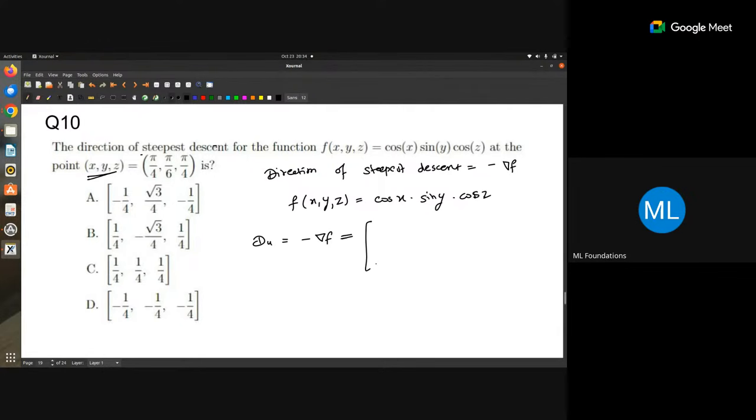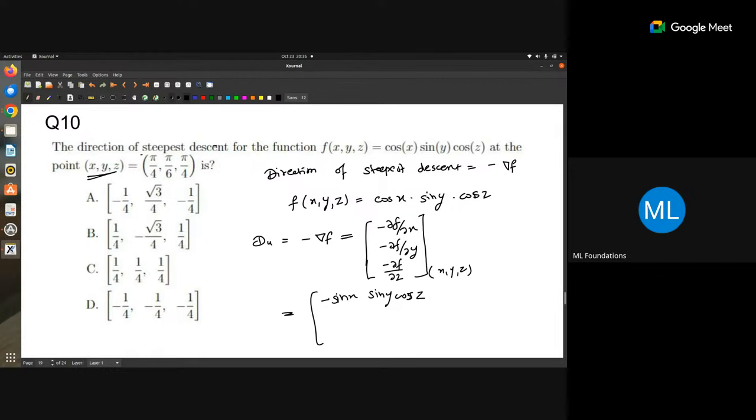So, it should be what? Minus del f by del x, minus del f by del y, and minus del f by del z, right? At the point, let's say x, y, z. What is del f by del x? Sin y cos x, and cos z.